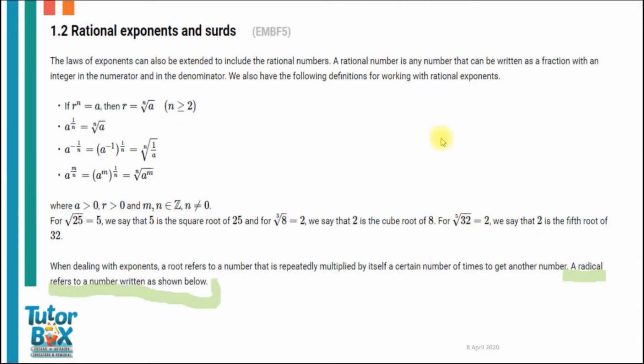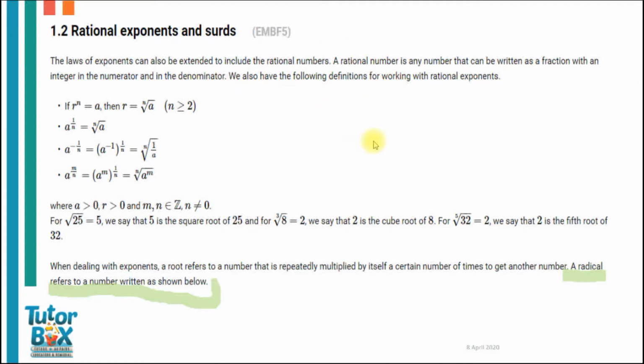Okay, guys, now on to some grade 11 stuff. So 1.2, we're going to be looking at rational exponents and surds. The laws of exponents can also be extended to include the rational numbers. Remember, a rational number is any number that can be written as a fraction with an integer in the numerator and in the denominator.